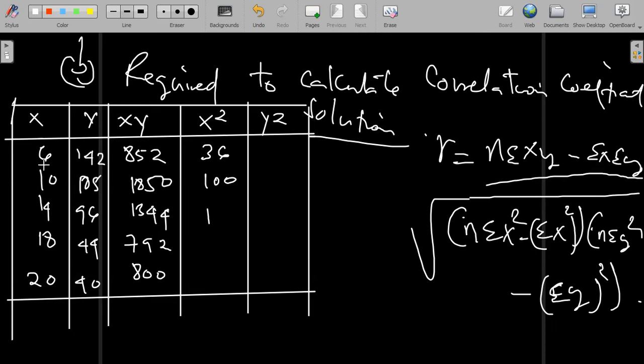So we square x, that will give 36, 100, and 196. It will give out again 400 as you observe.